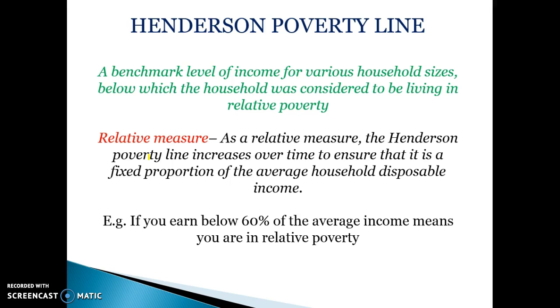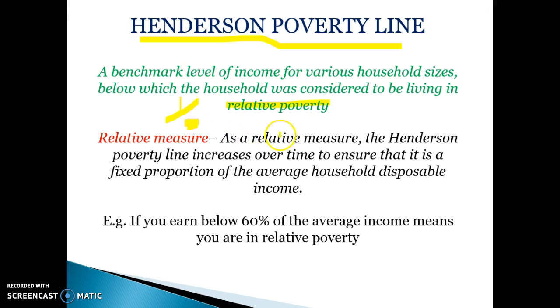How do we calculate relative poverty? We use something called the Henderson poverty line. The Henderson poverty line is a benchmark level of income for various households to determine whether they're in relative poverty or not. If you're above the line, you're not in relative poverty. If you're below the line, then you're in relative poverty. And we'll show you what that means.